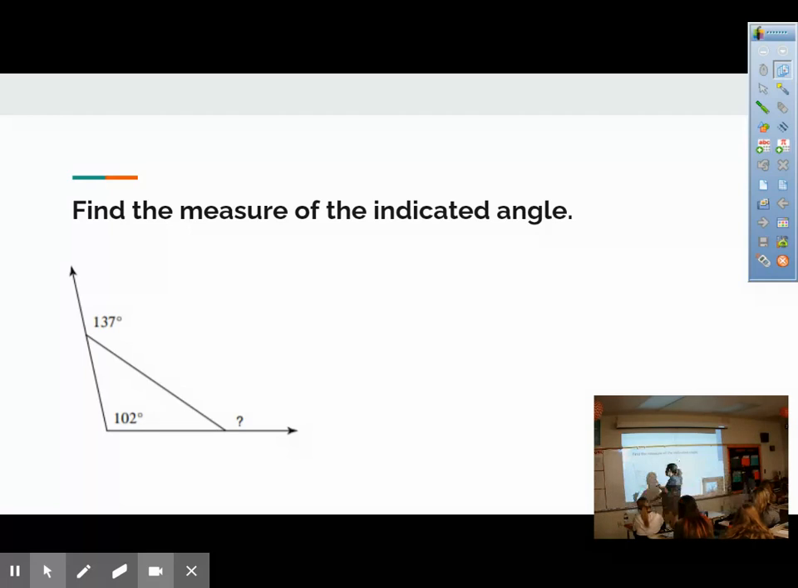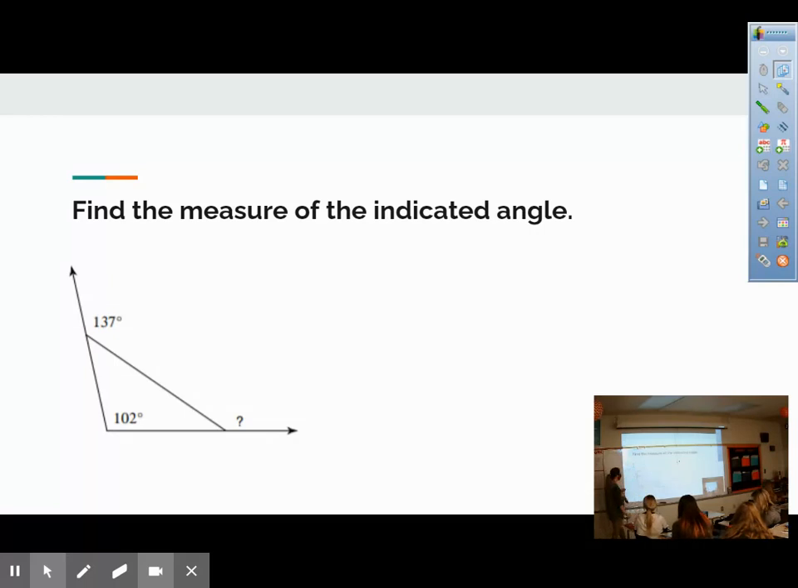So these two angles here are supplementary because they're a linear pair. So they have to add up to equal 180. So 180 minus 137 is 43. So this interior angle is 43 degrees. Now, there's a couple different ways you can go about the rest of it. You can find the measure of this interior angle, then subtract that from 180 to get the exterior. Or you can use the exterior angle theorem, which says this angle here is equal to these two added together, and 102 plus 43 is 145 degrees.